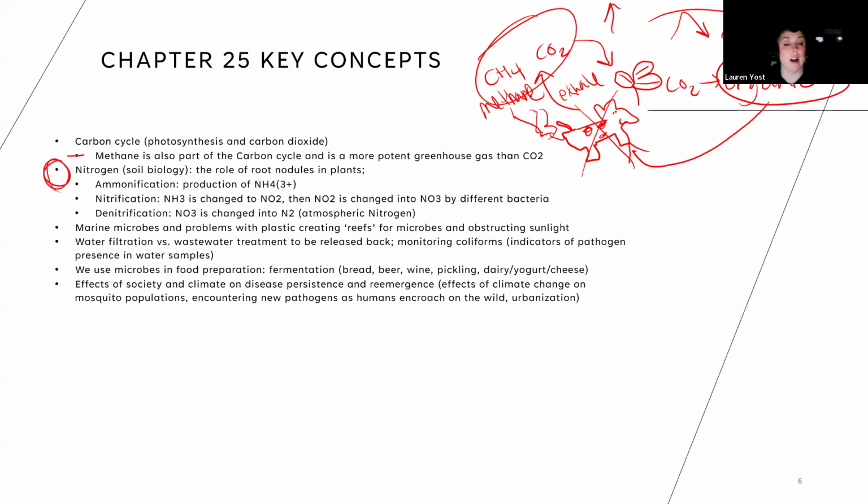Next, we have nitrogen. I don't need you guys to necessarily know the difference between ammonification, nitrification, or denitrification, but be aware that these are names of processes involved in the nitrogen cycle. Plants cannot get nitrogen from the soil straight up. It has to be processed by bacteria into a form that can then be used by the plants.